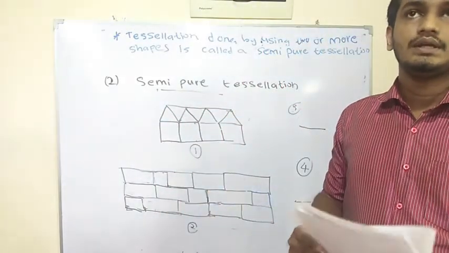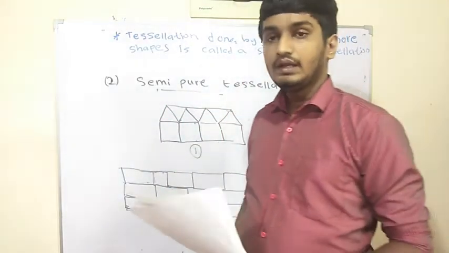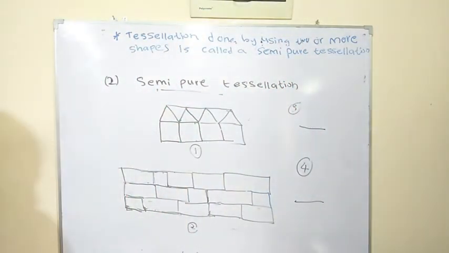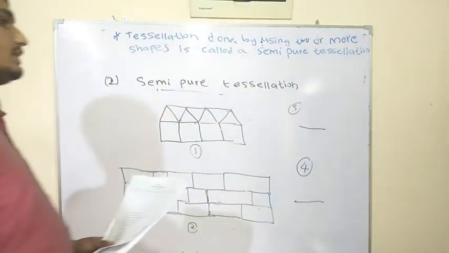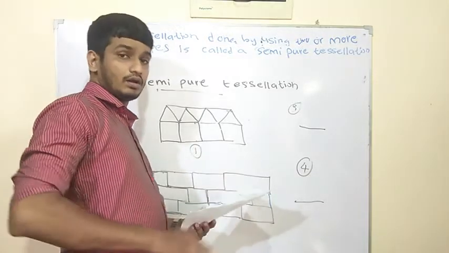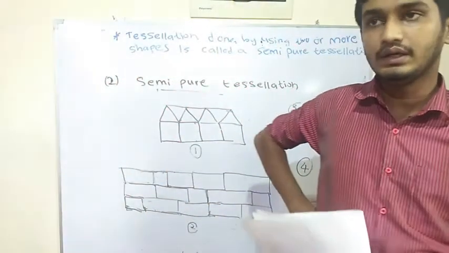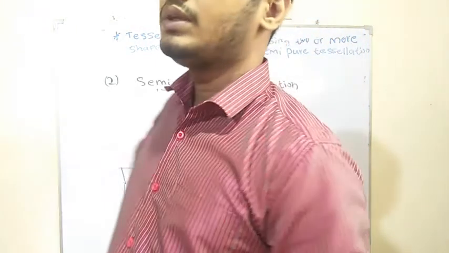Next one, number 3. Write the two types of tessellations.